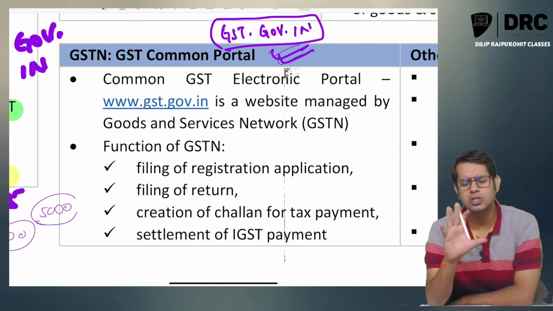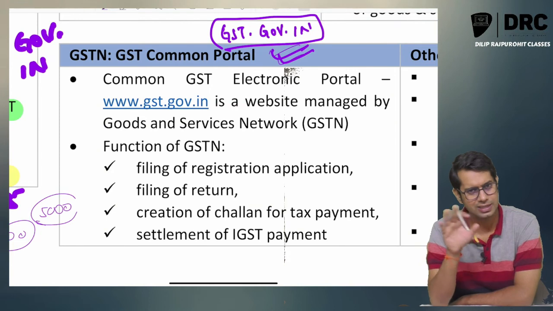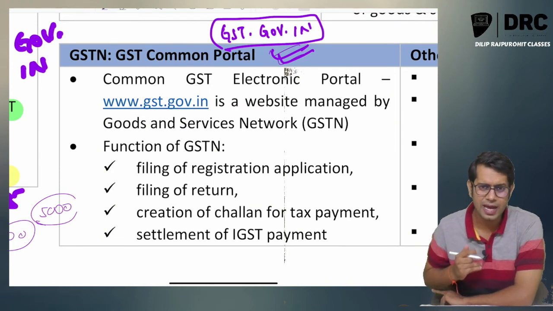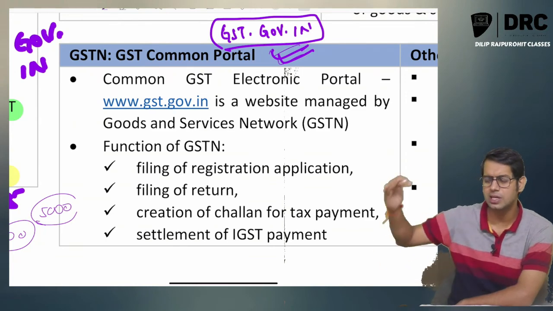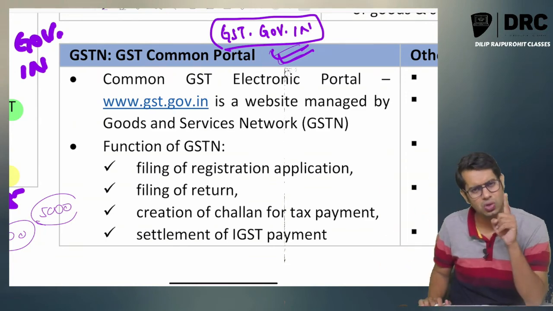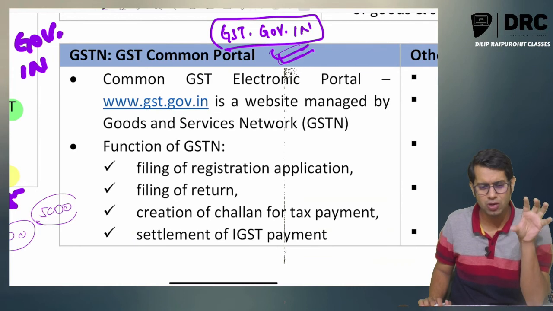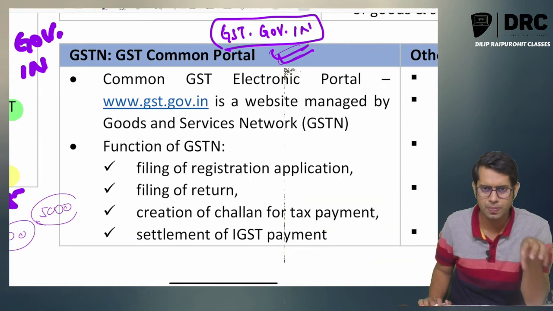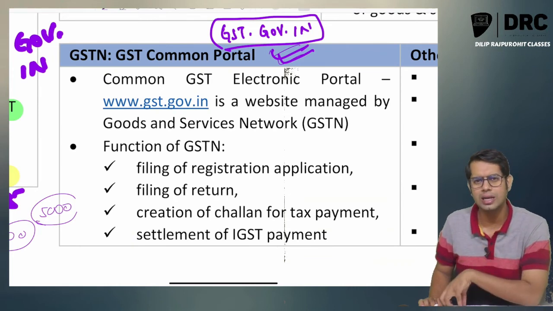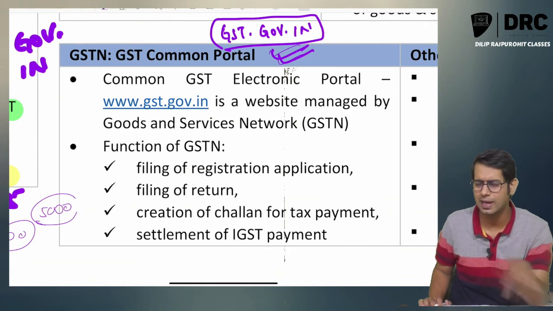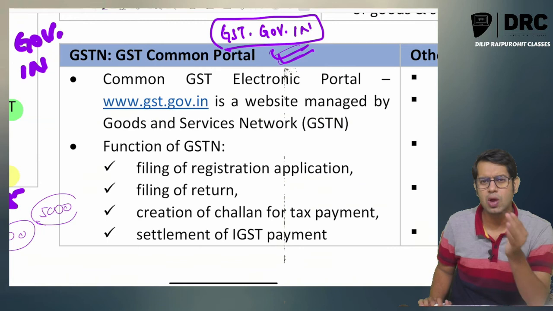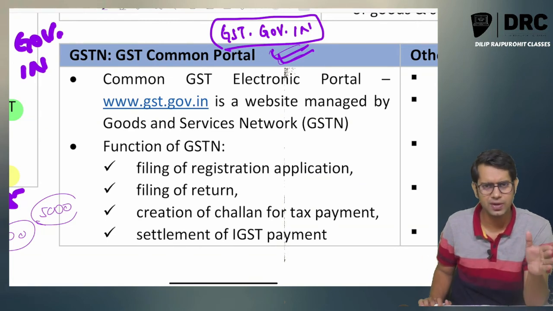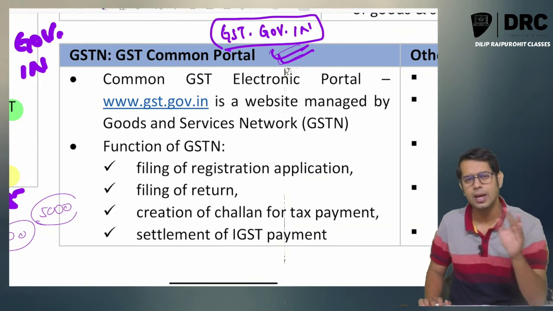This portal is common for states as well as the central government. It is not that the state government has its own GST website and the central government has a separate GST website. No, there is only one single website. Whether you are a person doing business in Karnataka, Andhra Pradesh or West Bengal, it does not matter. There is the same common portal, wherein you have to do the various activities required to be done by you.